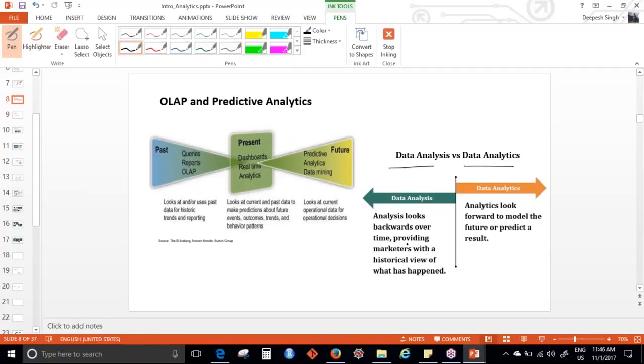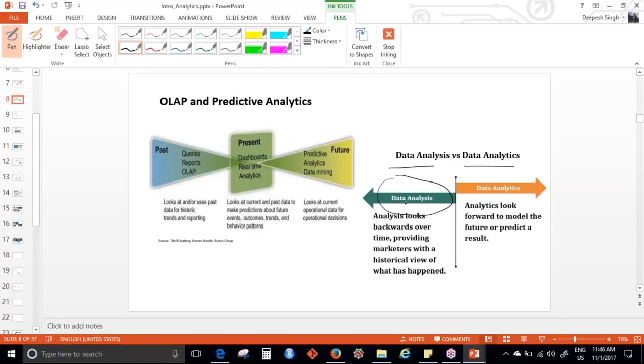So let's say a company wants to know which are its best customers, or let's say Infosys wants to know which are its best employees. What Infosys would do is see which employee has worked for the maximum term, which employee has had the best appraisals in the past, and which employee has, let's say, won the maximum number of awards. All of this comes under data analysis.